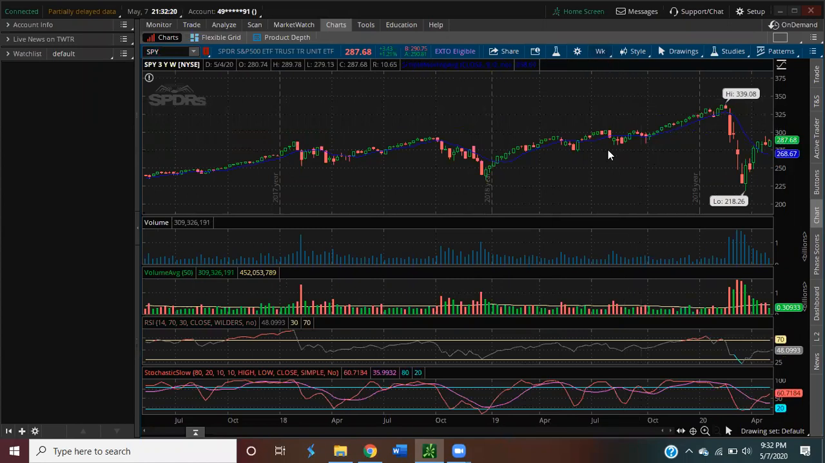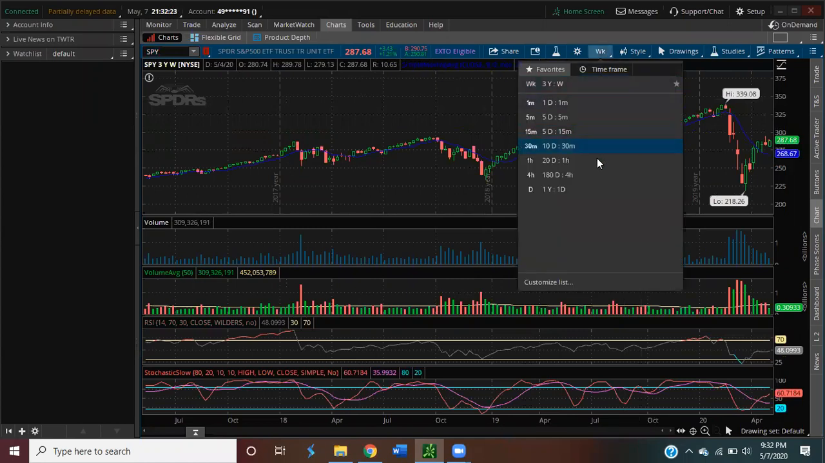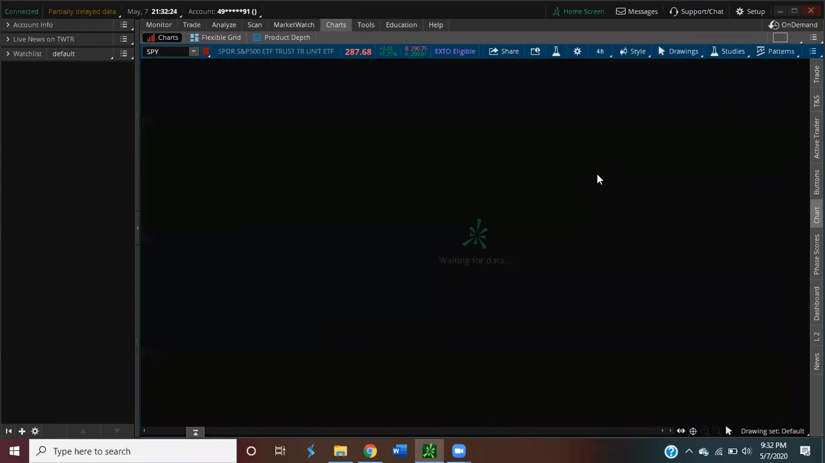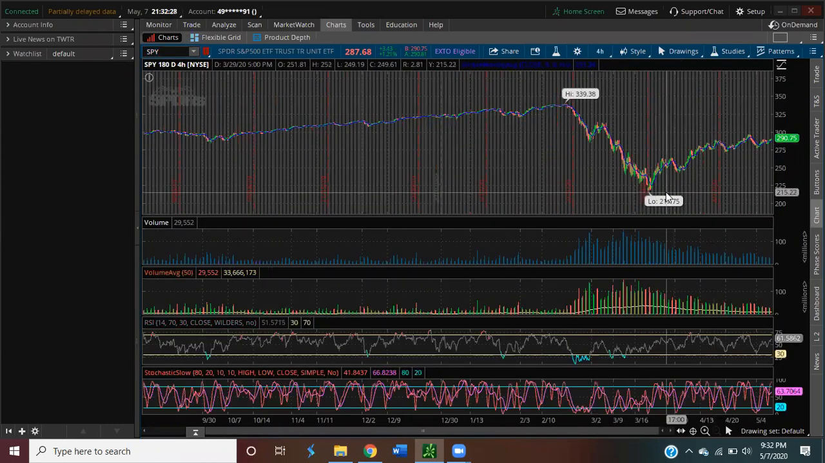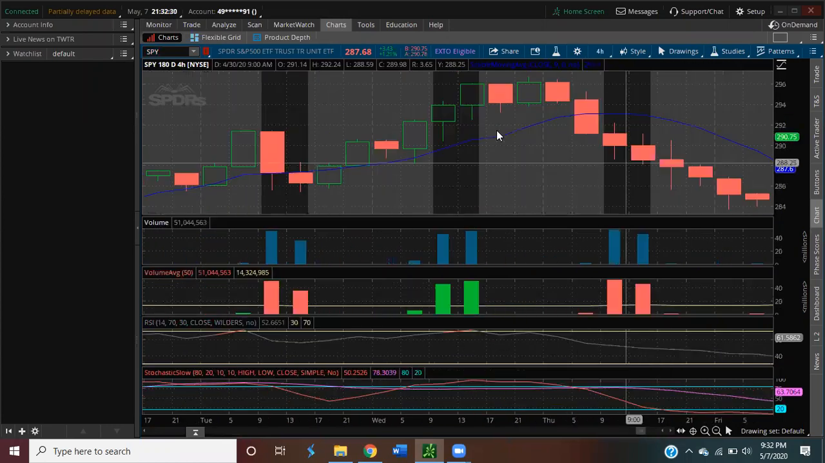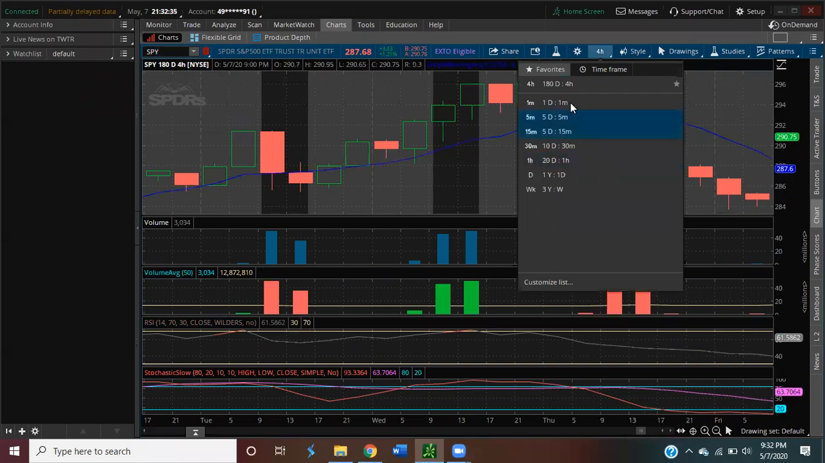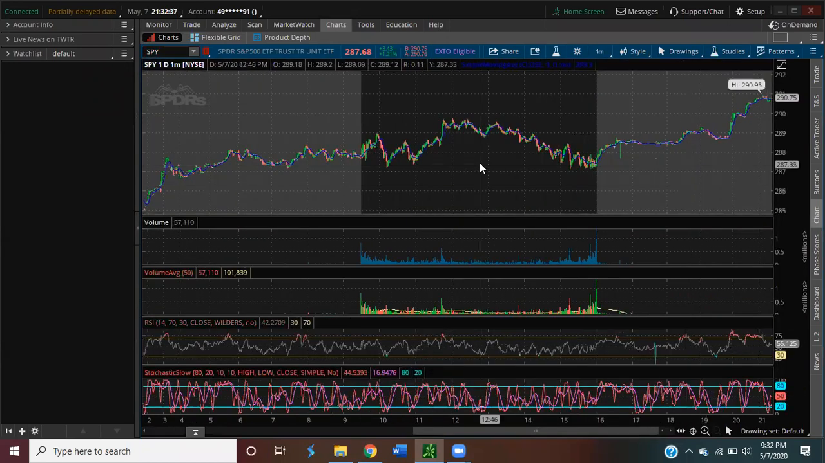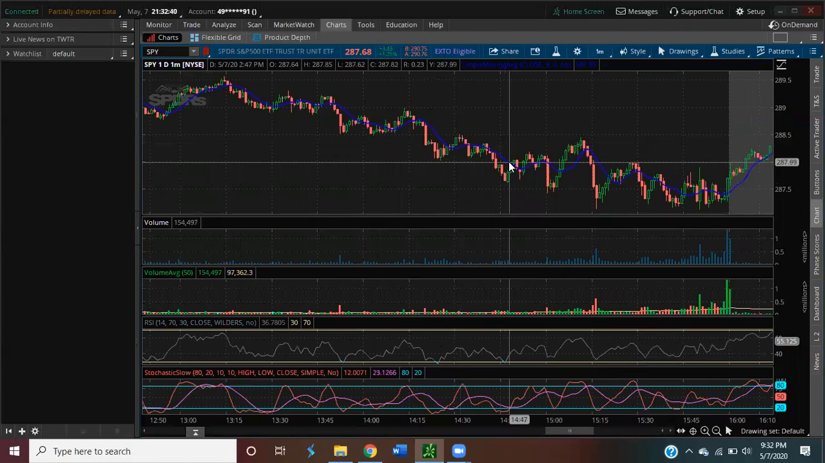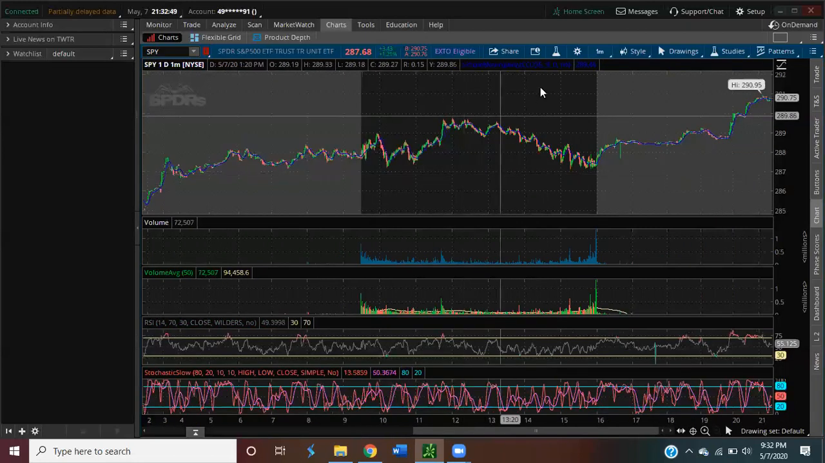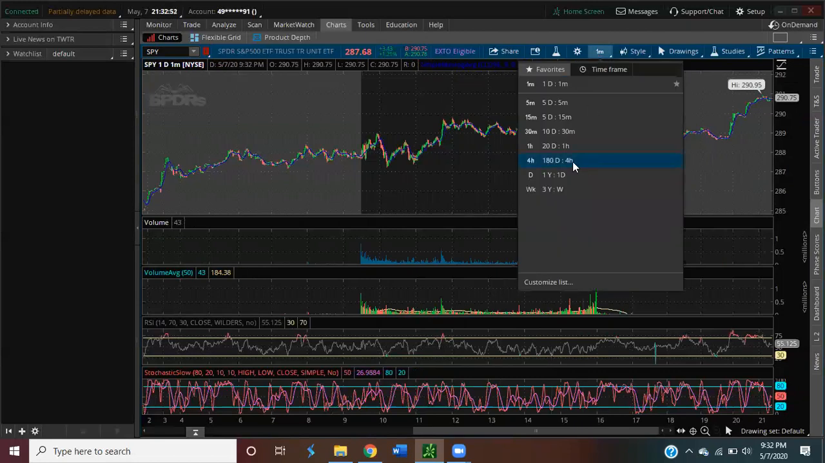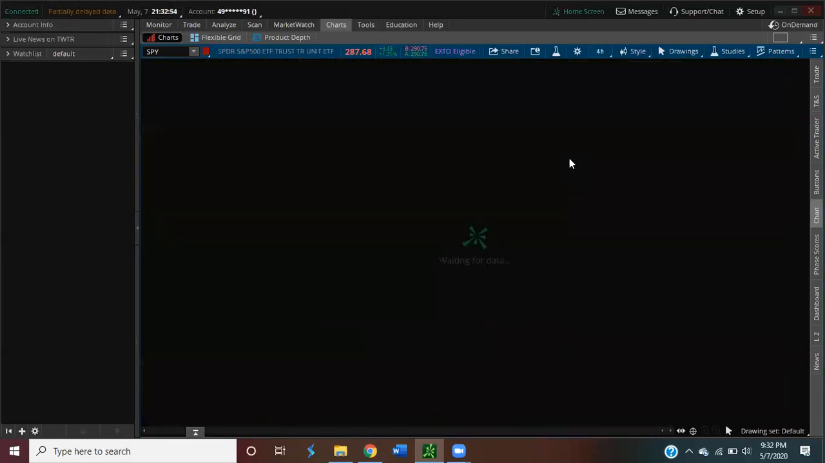If I change it to a 4-hour chart, each candle will represent 4 hours. Each of these candles is 4 hours' worth of data. Same thing if I want to look at a 1-minute chart, each candle represents 1 minute of data. We'll have to do a whole other Zoom on what the candles mean, because that's a whole other topic. But that's one of the first most important things you have to know, what you're looking at here.